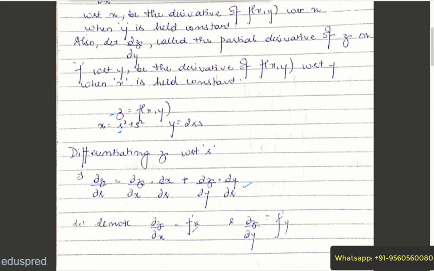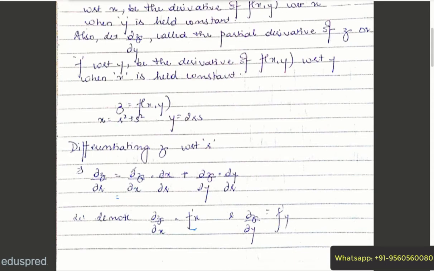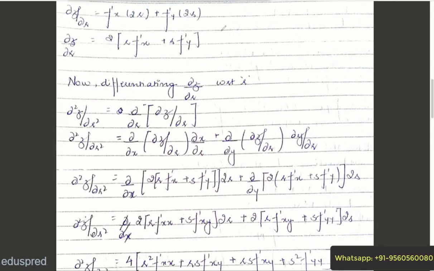Let's denote this by f prime x and this by f prime y. Now after making the substitution, this term becomes f prime x and this is del x by del r. For that we use this function, and if you differentiate x with respect to r, you will get 2r. And here this becomes f prime y, and when you differentiate y with respect to r, you will get 2s. So your partial differentiation would look like this. Simplifying, your first order derivative is twice of r f prime x plus s f prime y.